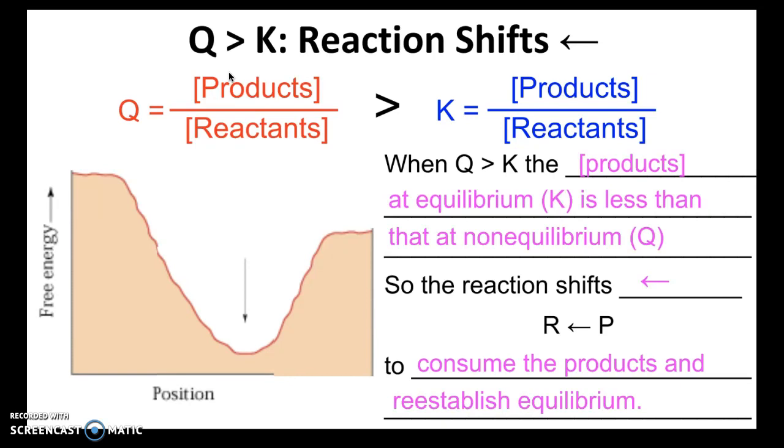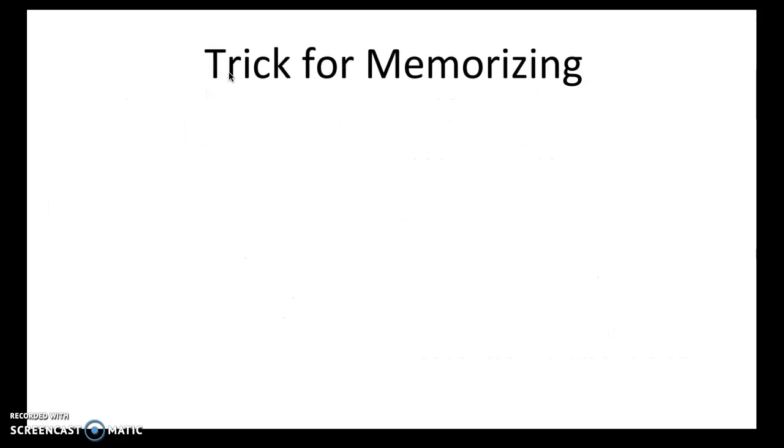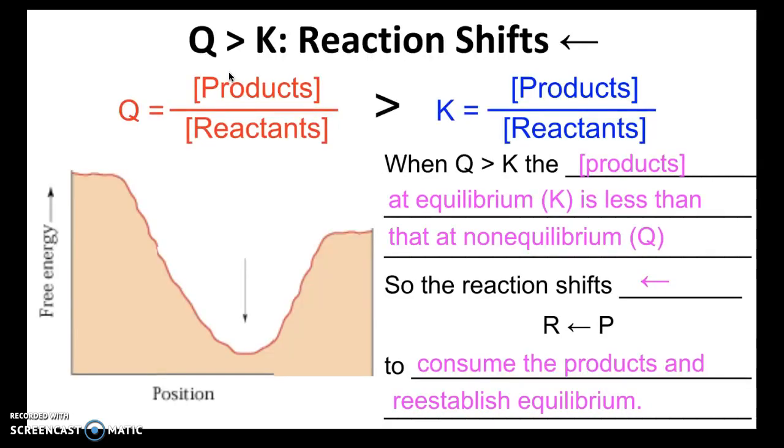So with both of these examples, if you know Q and you know K, you can compare them and then determine which direction the reaction is going to shift. Now, you could utilize your understanding of the ratios, knowing my products are in the numerator here. So let's say, for example, if Q is greater than K, that's the next example, my numerator for Q is bigger. So that means I have more products and I want to get rid of those products to get to equilibrium. You can do all of that, which we did here.